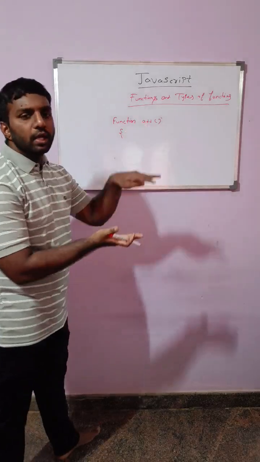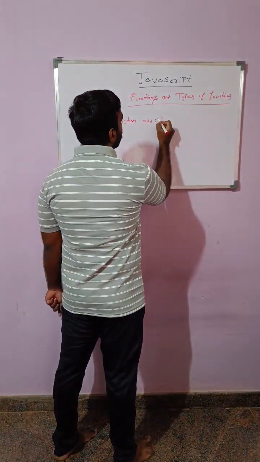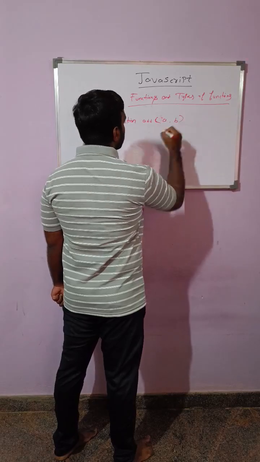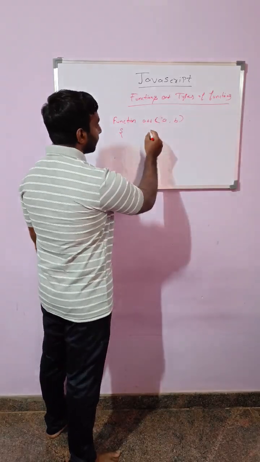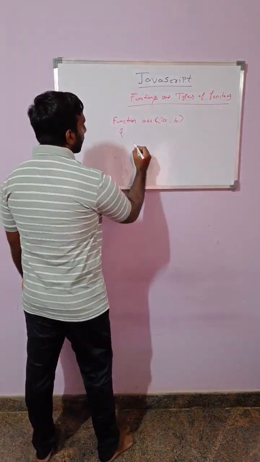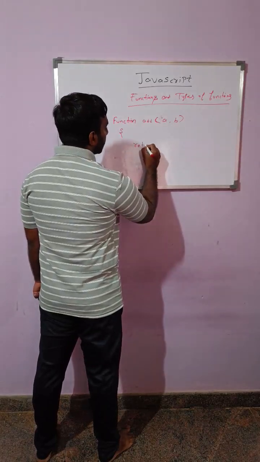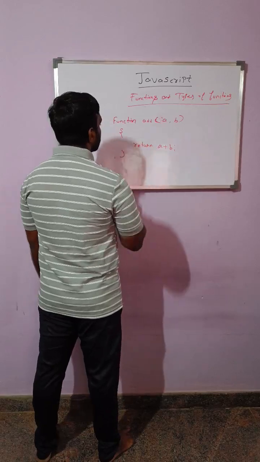It will perform some task. For example, I'm going to give a comma b as parameters. This add function will carry out the addition of two numbers, so it will return a plus b.